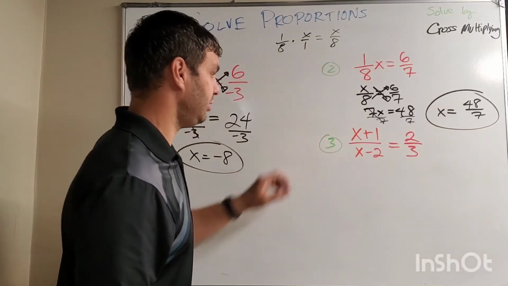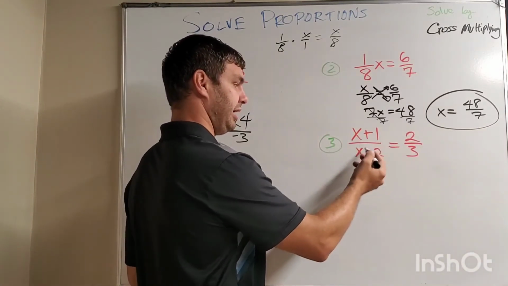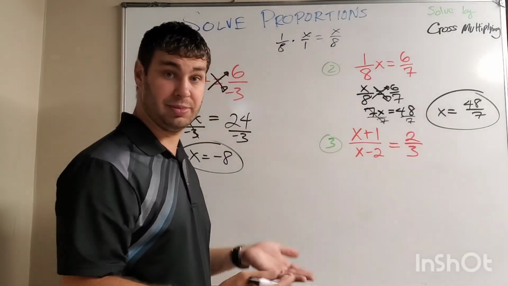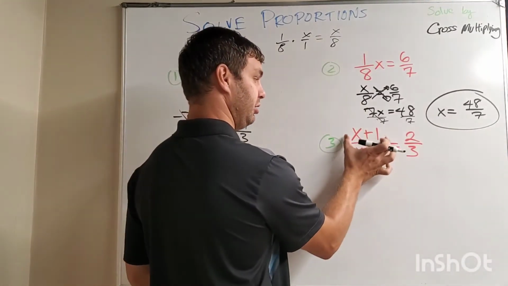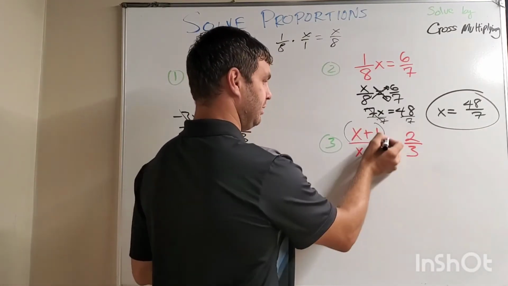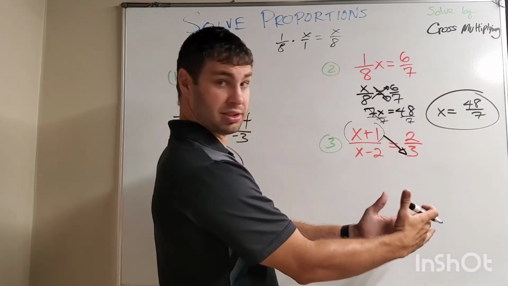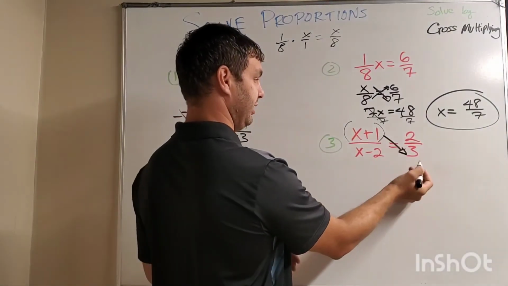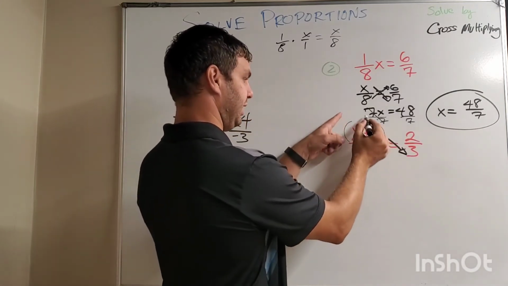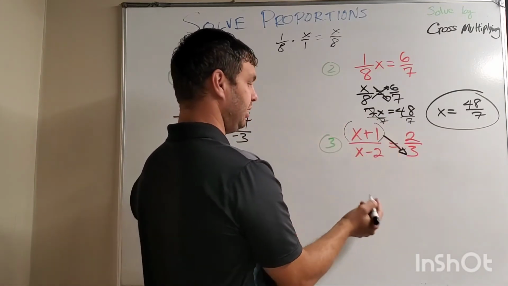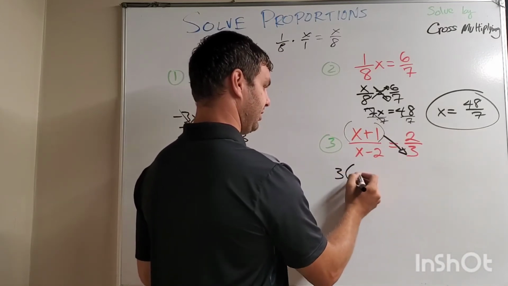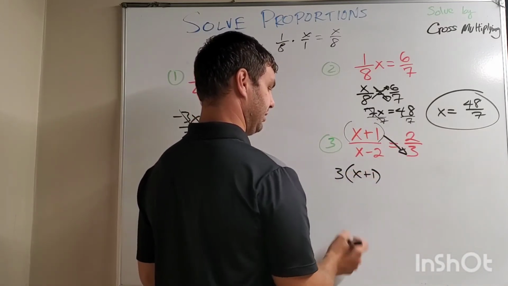Okay, last one we're going to do is x plus 1 divided by x minus 2 equals 2/3. This one's trickier because we have what's called a binomial, or two terms on top here. So the cross multiplication of this would be 3 times x plus 1. And the way I like to do this is, see how I grouped my two terms? I'm going to keep those grouped and write my single term outside of them like this, 3 times the quantity x plus 1.